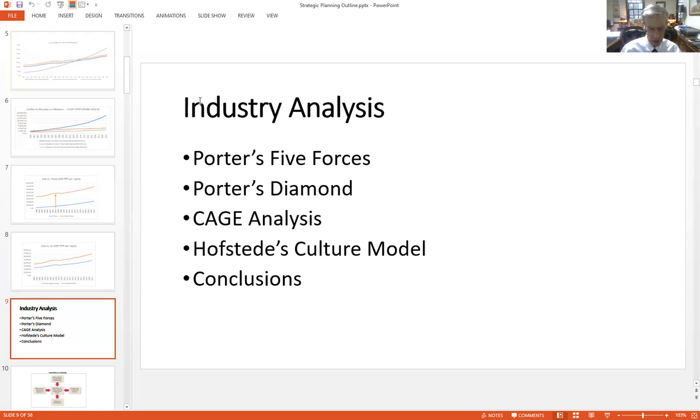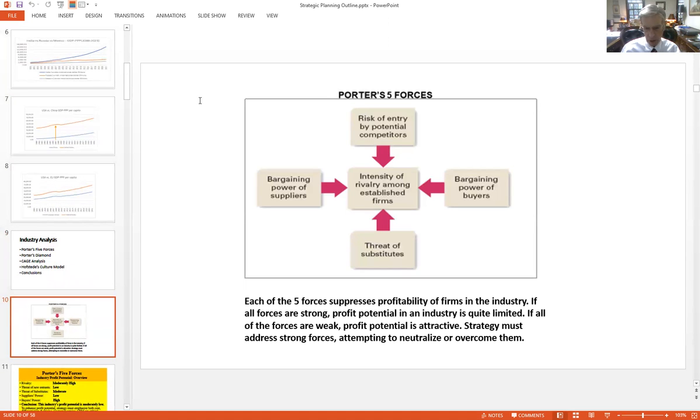Most importantly, when we're all done with these analyses and these matrices, we need to draw conclusions about how attractive the industry is for purposes of strategic planning. So here's a diagram that simply tells us what the five forces in Porter's five forces are. The most basic and central force is rivalry, the extent to which firms are competitive against each other.